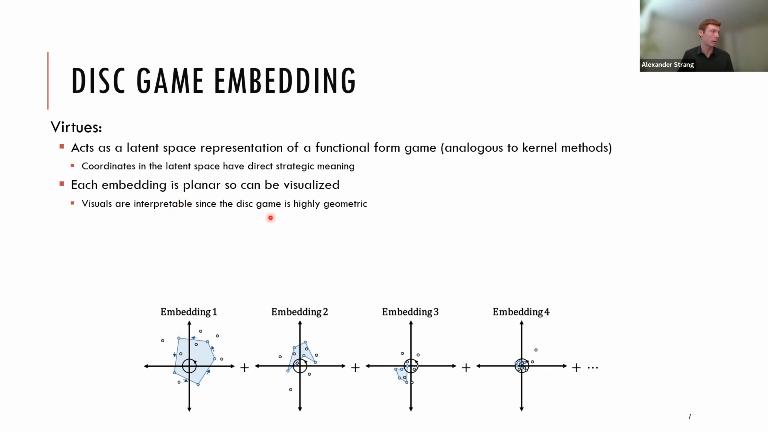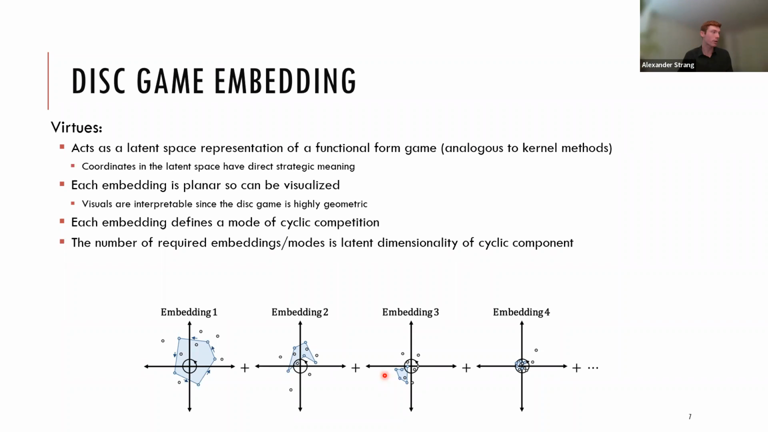And the visuals are interpretable, again, because I'm using this cross product, an operation that you can actually visualize and read structure from geometry. We can think that each of these different embeddings defines essentially a mode of cyclic competition. Since each of these is modeling a trade-off between the 2 axes, we can think about these as principal trade-offs that combine to add up to whatever the overall trade-offs or dilemmas there are in the game. It follows that the number of required embeddings or modes is the latent dimensionality of the cyclic component of this game.